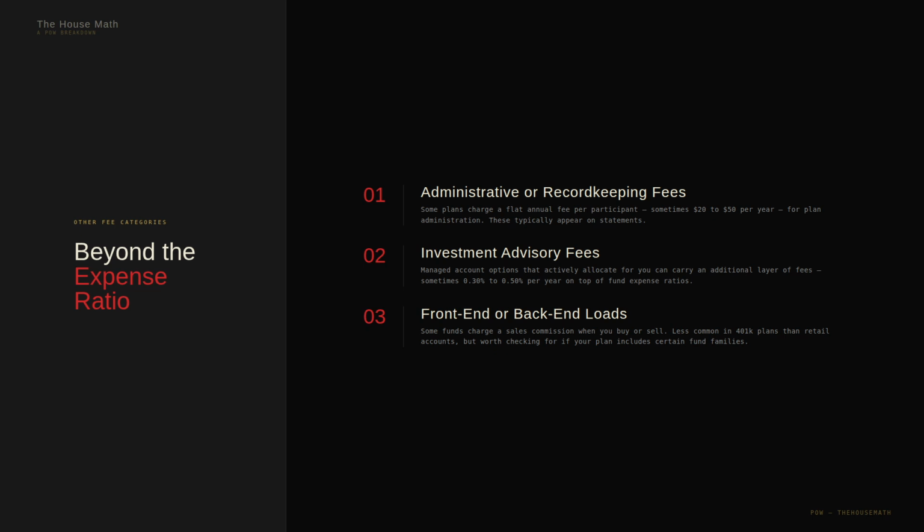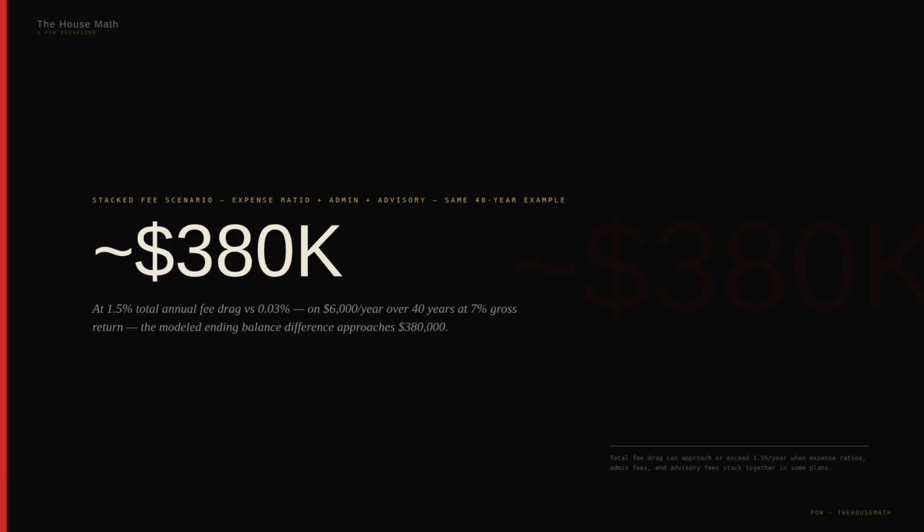Front-end or back-end loads. Some funds charge a sales commission when you buy or sell shares. These are less common in 401k plans than in retail accounts, but worth checking for if your plan includes funds from certain providers. When expense ratios, administrative fees, and advisory fees stack together, total annual fee drag in some plans can approach or exceed 1.5% per year.